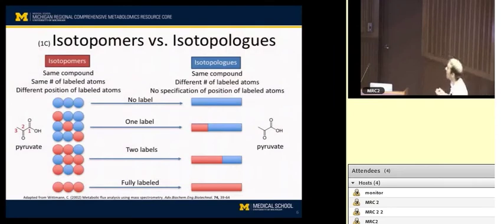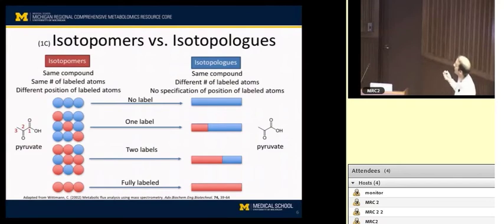Okay, so now a term to get straight, which I think will become relevant in Garrison's talk next, and he'll probably tell you a little bit more about this. We have this question of isotopomers versus isotopologues. Not everyone in the stable isotope community uses these terms exactly the same way, but this is the accepted rigorous definition. So an isotopomer, so let's start with isotopologue.